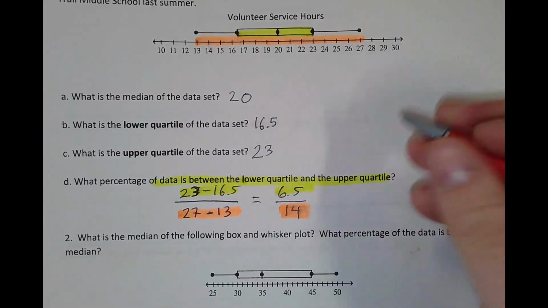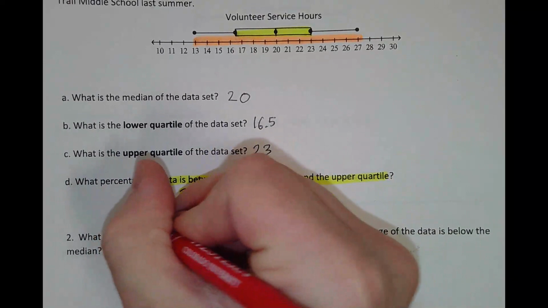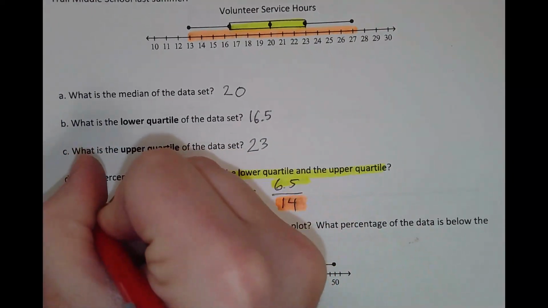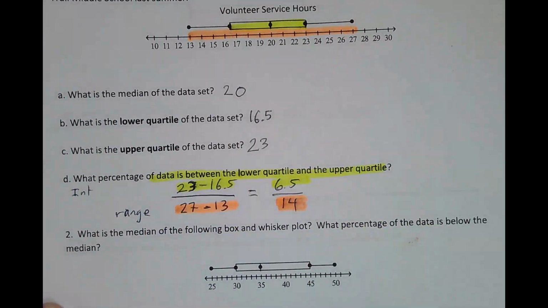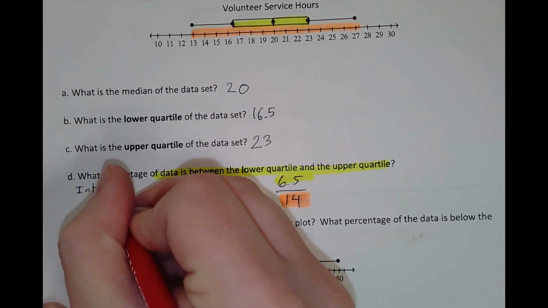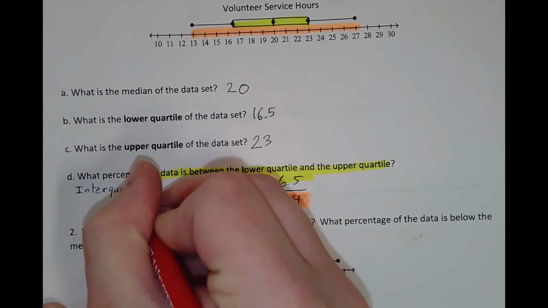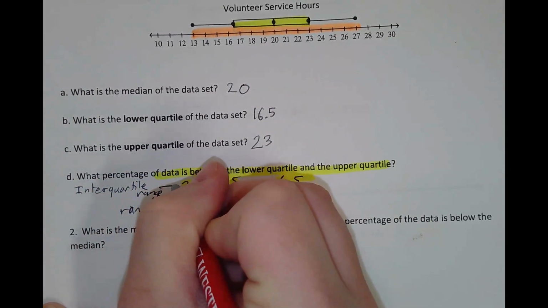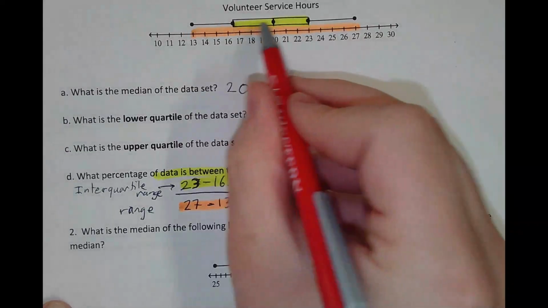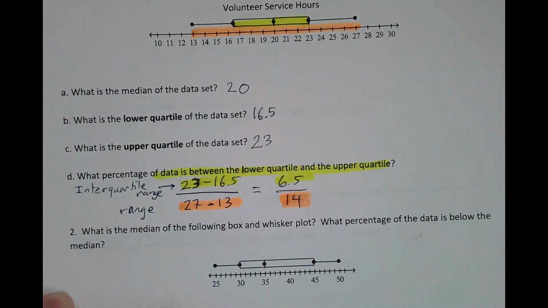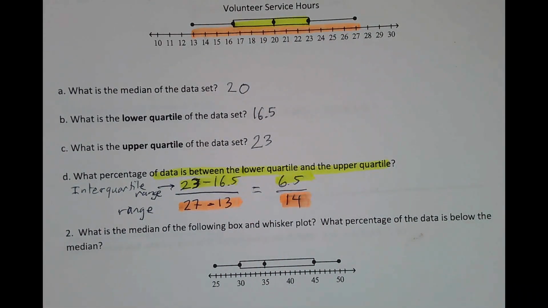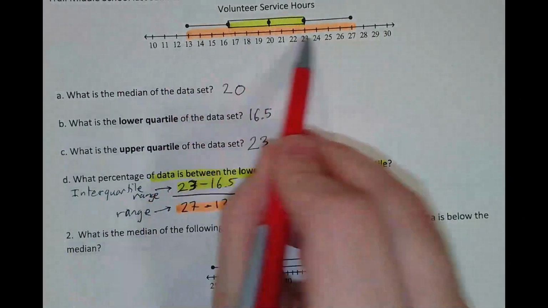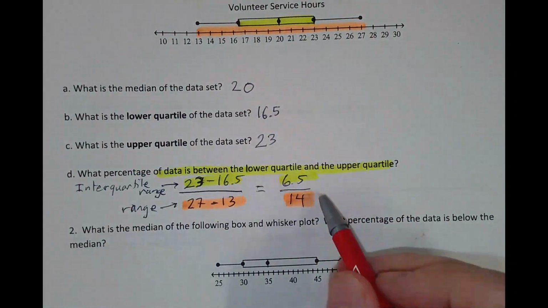So I'm going to keep in mind this is going to be the range, the entire range. And if you can write this down, it's called the interquartile range. So the interquartile range is the yellow between the quartiles. And the range is the entire range. How wide is the entire data set? So what percent is the question?